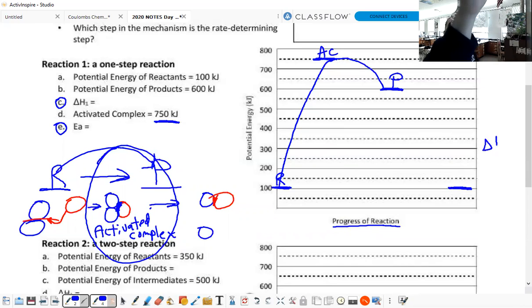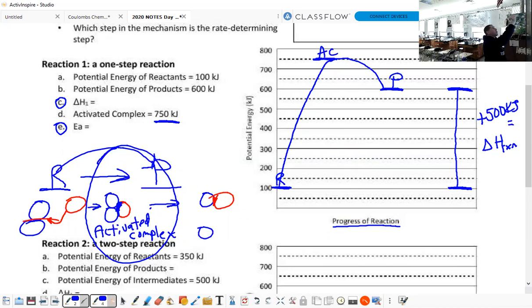So the delta H, the enthalpy, the overall energy change of this reaction, goes from 100 up to 600. So the delta H is positive 500 kilojoules for the overall reaction. I'm just going to abbreviate it RXN. We do need a sign with this because it can be negative, because it could be exothermic. This particular one is positive enthalpy, so it's endothermic, and it takes that much energy in order for it to happen.